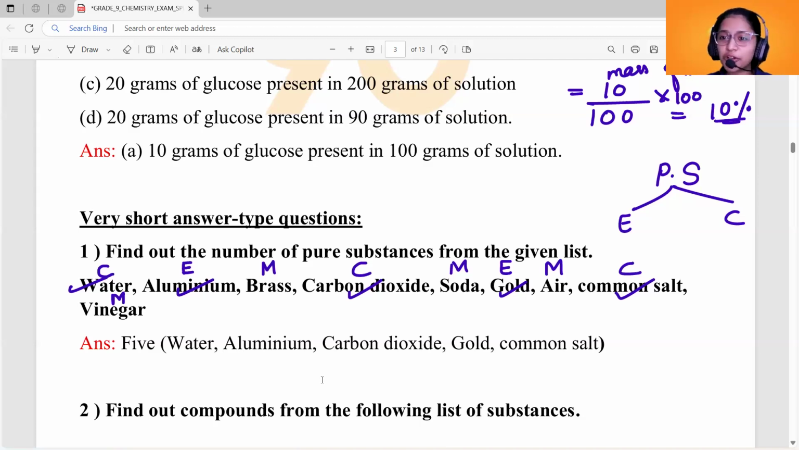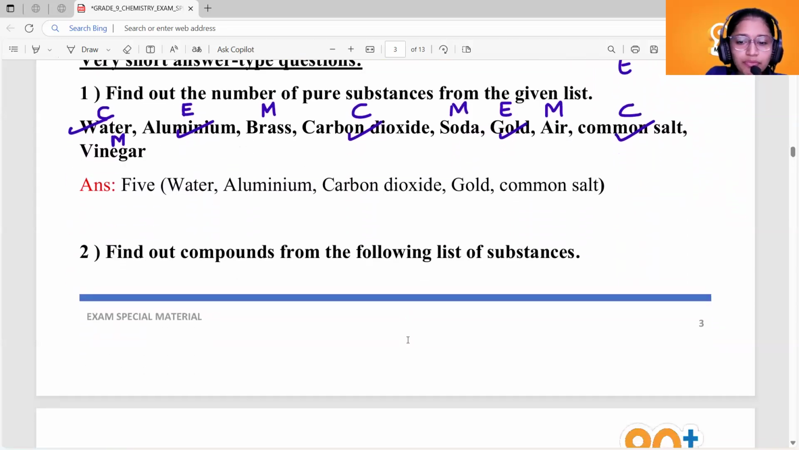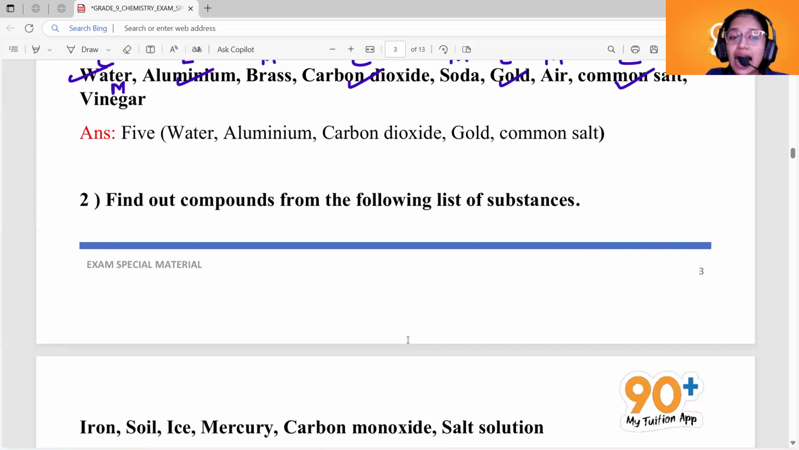In the first question, we had to find the number of pure substances. Here, we're not asked to find the number. We have to write down what the compounds are from the following list of substances. Okay, so I'll show you the list right away. Iron, soil, ice, mercury, carbon monoxide, and salt solution. These are your substances. Here also, I'm going to give you, say, 10-20 seconds. You can take your time and write down the compounds from this given list.